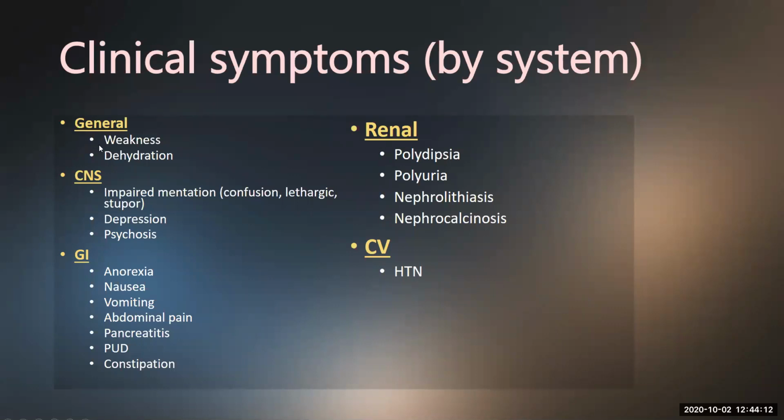And then if we were to look at the information by system instead, in general you'd see some weakness, dehydration, you might see some depression or mental status changes. GI, the pancreatitis, even some abdominal pain and constipation. Renal, they're going to look like your diabetes patients. Nephrolithiasis is a very important thing to know about because patients that present with hypercalcemia and nephrolithiasis are more likely to require surgical intervention, not just pharmacologic intervention.